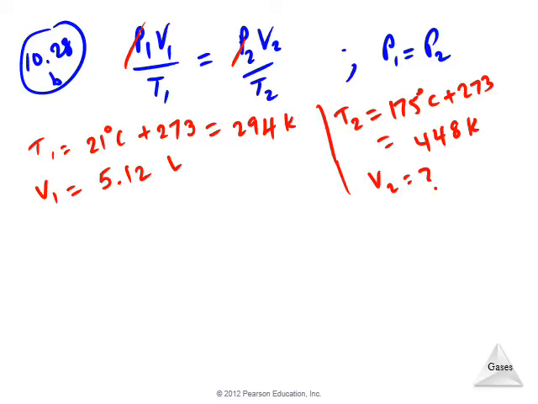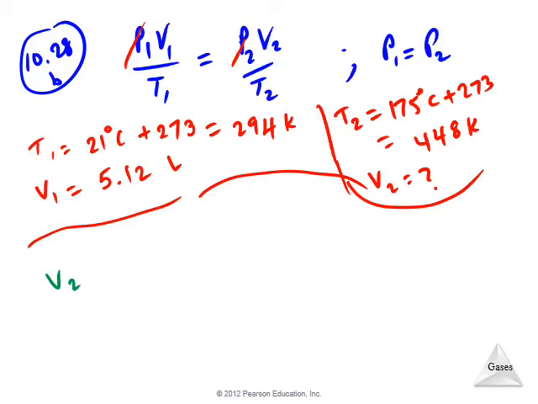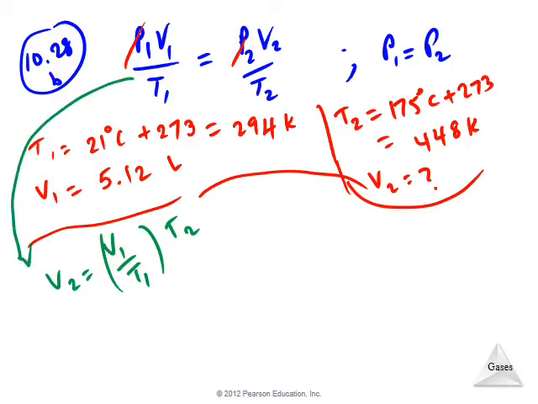So when you're solving for volume 2, let me do that. So volume 2 would be given by volume 1 over temperature 1 times temperature 2. This is simple algebra coming from here, so I hope you would be able to do it.